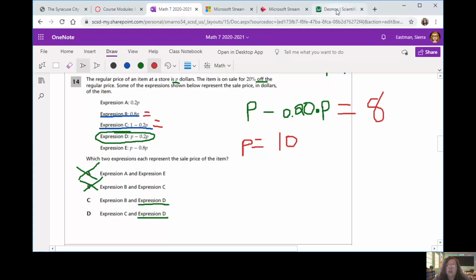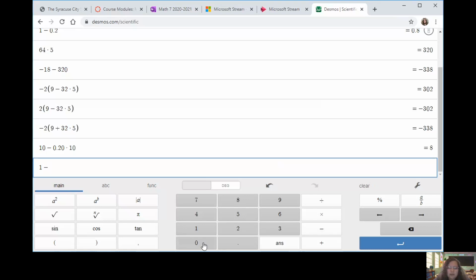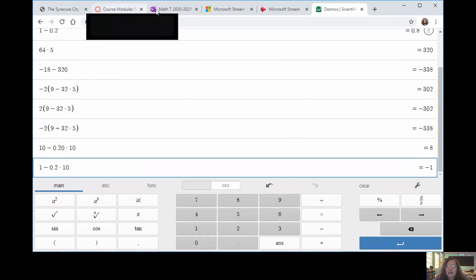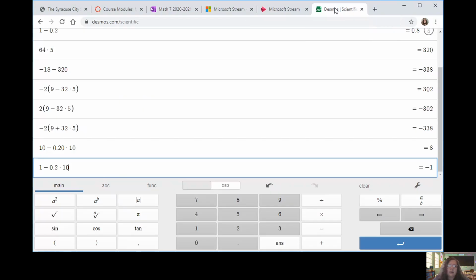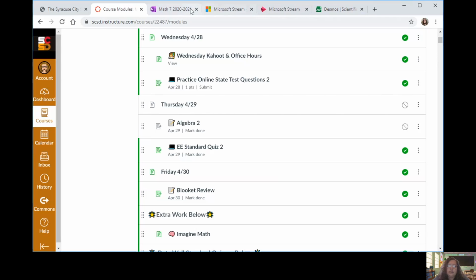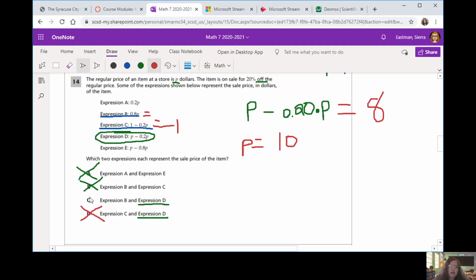1 minus 0.2 P. 1 minus 0.2, and we're using P as the value 10. Uh-oh, that does not equal 8. It equals -1. So it cannot be expression C, which means we're crossing off this choice. And we just have to make sure expression B would be correct, 0.8 P. Let's test it. We said P is 10, so I'm using that 10. Yes, it is equal to my original equation. So yes, expression B should be the other value that we choose, the other equivalent expression.